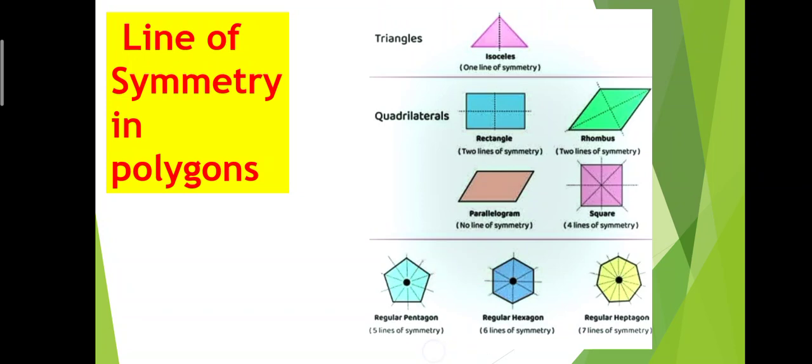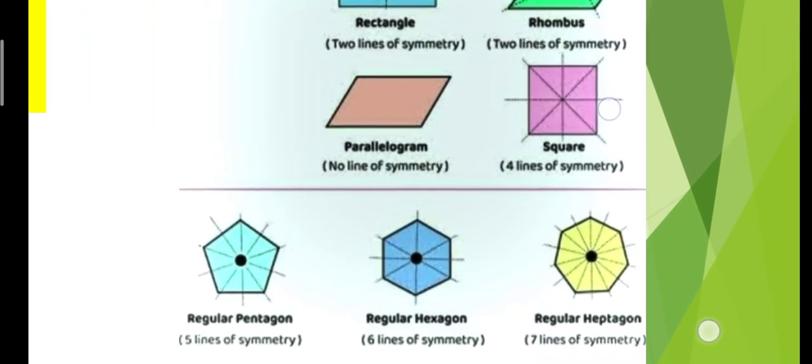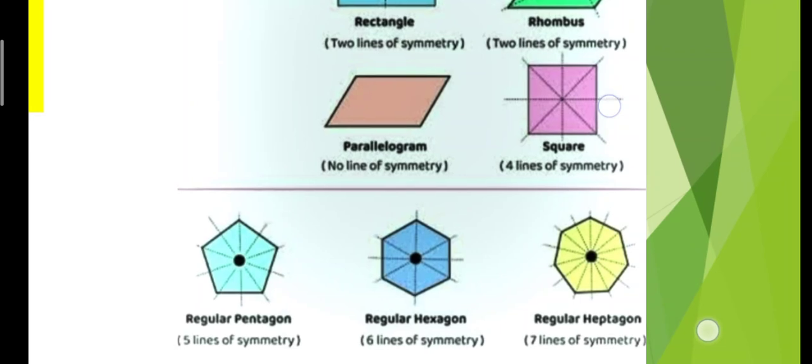Regular pentagon, 5 lines of symmetry. Regular hexagon, 6 lines of symmetry. And regular heptagon, 7 lines of symmetry.